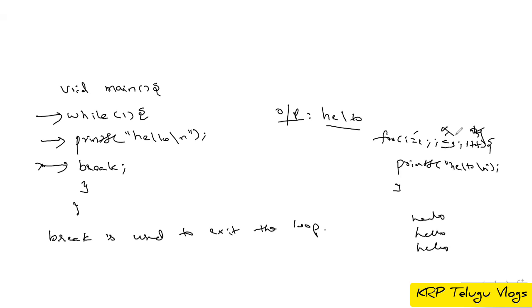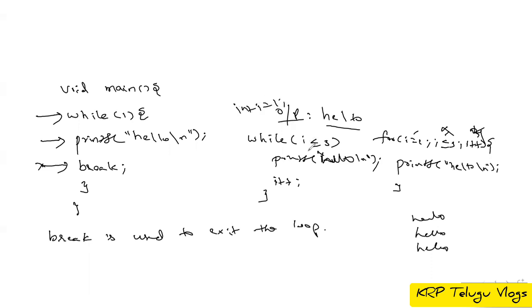We can't do it in a while loop, right? The while loop also we can do. In a while loop, we can do while i less than or equal to 3, printf hello, and here i plus plus. Understood? Yes, sir.